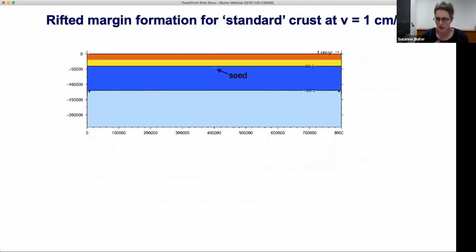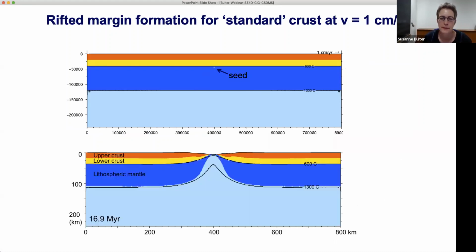So if I take that setup that I was just describing, and I use standard rheology, like I was showing you, so normal, and extend it 1 centimeter a year, then this is what you get. After about 17 million years, we get breakup of both crust and lithosphere. The system is very symmetric, and there is a sharp taper, so it's a sharp transition from continent to the ocean. So this explains the models in the first column that I was showing you. We get a narrow transition from continent towards the ocean.